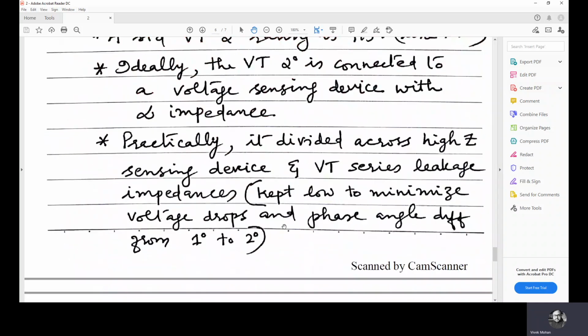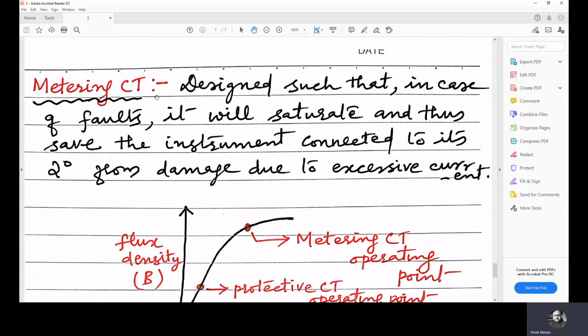Okay, now metering CT. What is a metering current transformer? A metering current transformer is designed such that in case of faults, that means the primary current is very high, it will saturate. If the device saturates, that means IE value will be very high and I dash, that is seen by the metering instrument, will be very small. That is the purpose here, because the metering instrument should not carry a high current. So the device should operate in the saturation region, thus saving the instrument connected to its secondary from damage due to excessive current.